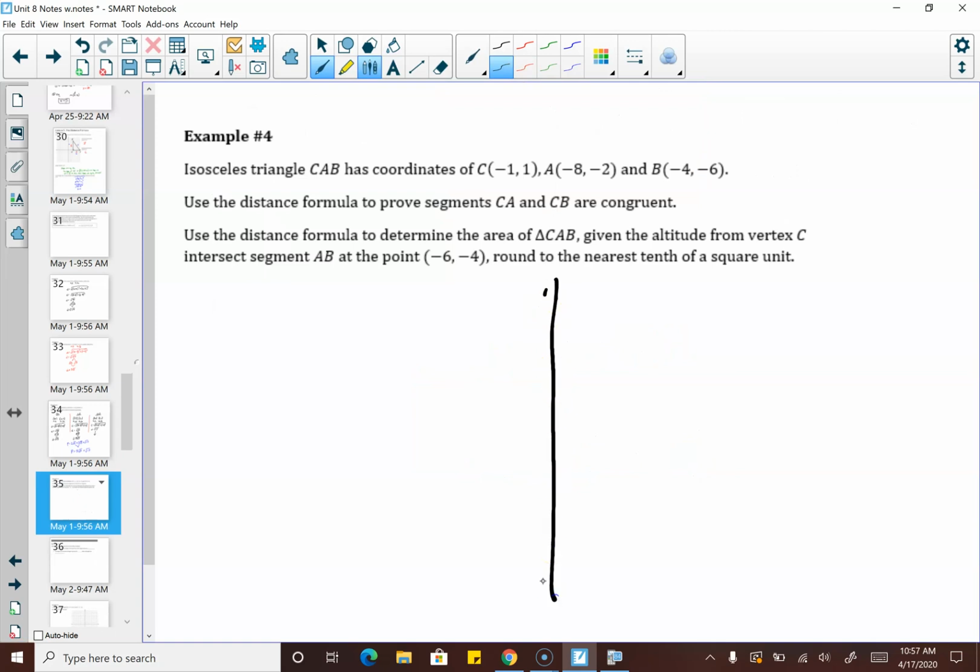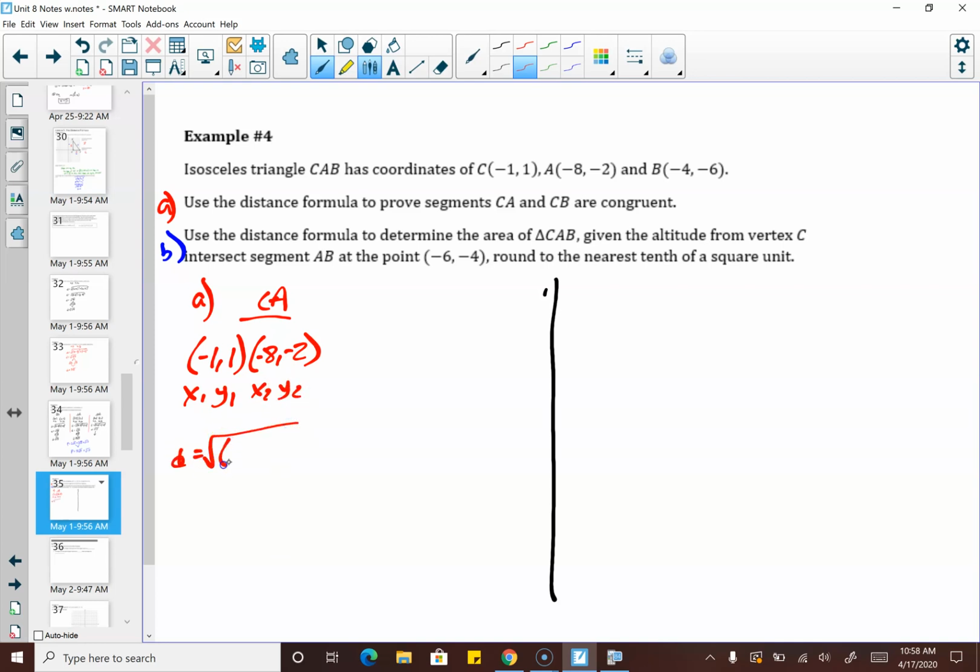So example 4 has 2 parts to it. So it's almost like part A and then part B. So that's why I'm going to kind of split my paper in half here. So it says isosceles triangle CAB has the coordinates of C -1, 1, A -8, -2, and B -4, -6. Use the distance formula to prove the segments CA and CB are congruent. So, simple enough. We'll do the distance formula for CA. So that's going to be -1, 1, and -8, -2. So x1, y1, x2, y2.